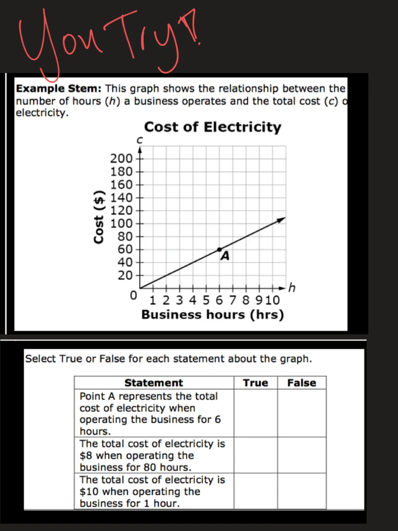And your last you try. These are true-false statements. You're going to look at the graph, keep in mind the scale here and what the different things represent. Make sure you get those answers in, get them checked, and have a lovely time.